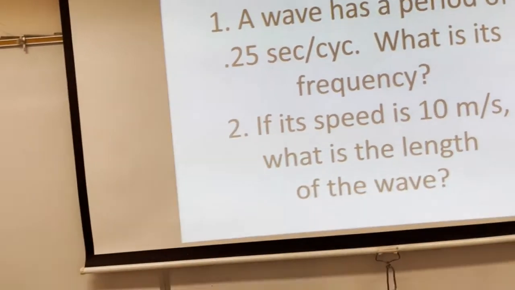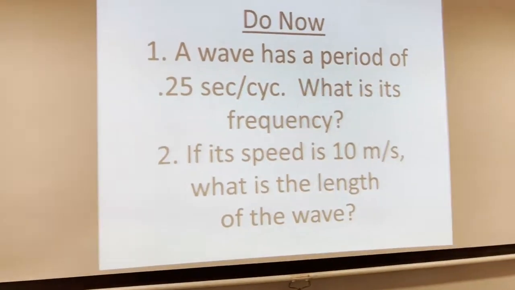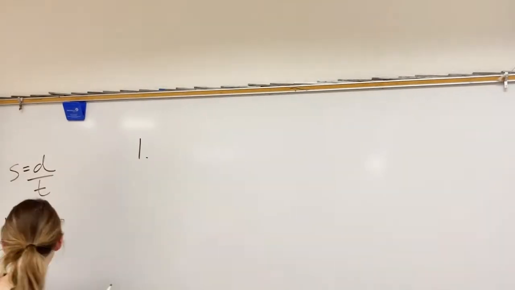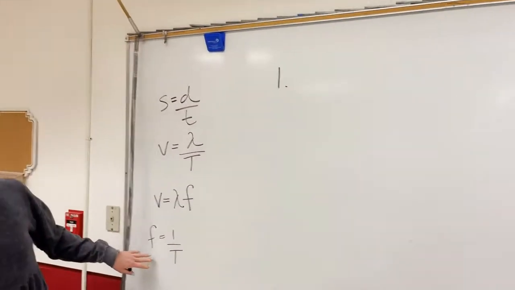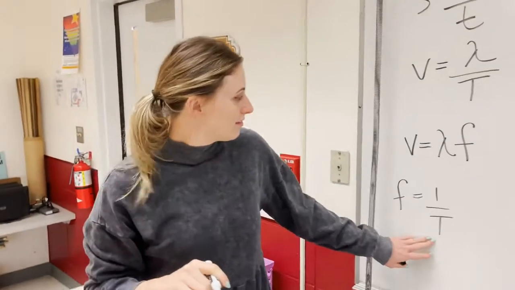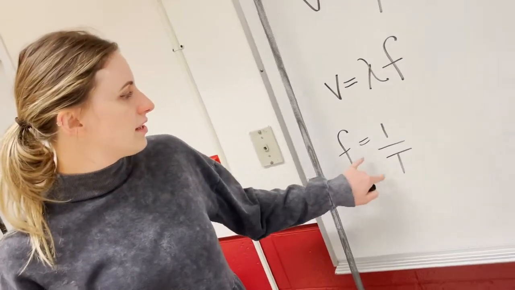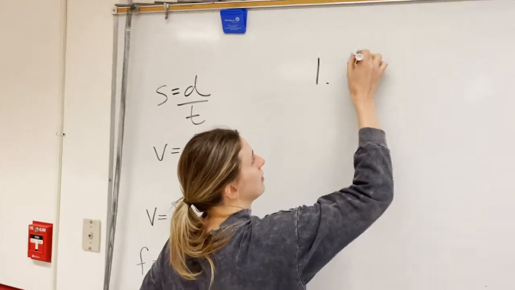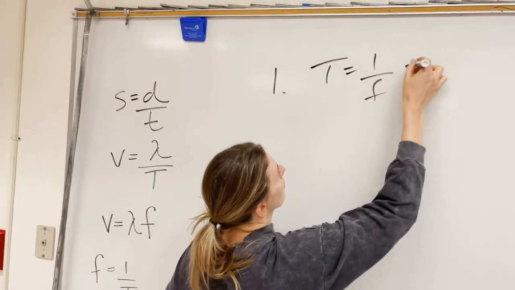Okay, so you should have something that looks like this. So a wave, if it has a period of that, we're trying to find the frequency. What's the symbol for period? Period is T, capital letter T, right? So I'm going to go ahead and use this and this, but I'm going to put T here and frequency on the bottom, like this, right?